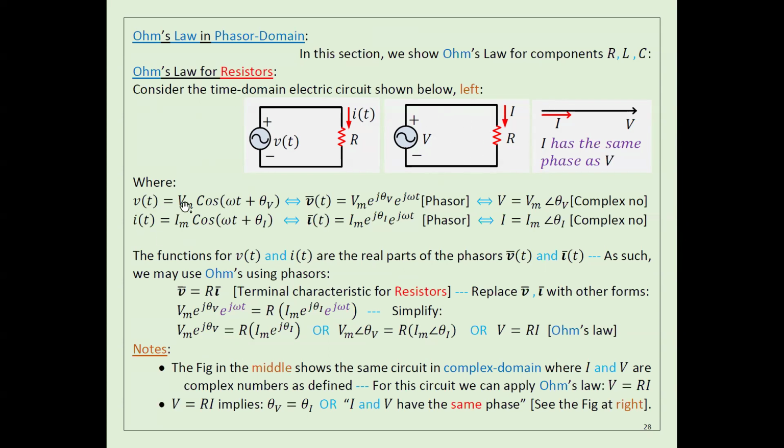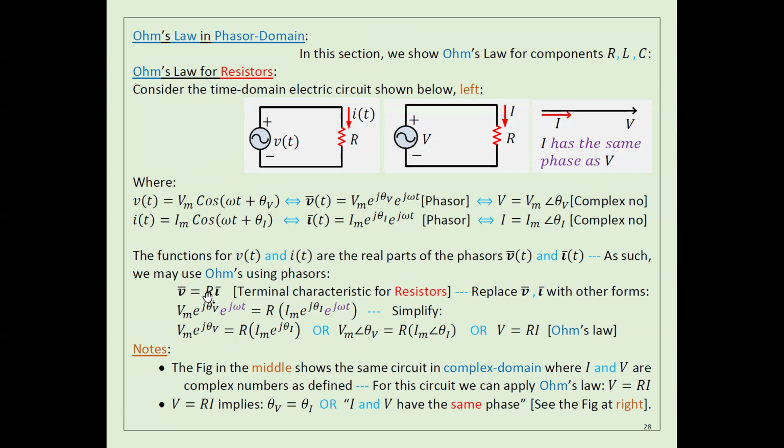Here, as I told you, if this is v of t, Vm cosine omega t plus theta V, okay? And we have i of t, the current here, this is the time domain, Im cosine omega t plus theta I. So this is the angle for the voltage, this is the angle for the current, okay? Now, if I convert this one to the complex domain, it becomes Vm with angle theta V, Im with angle theta I.